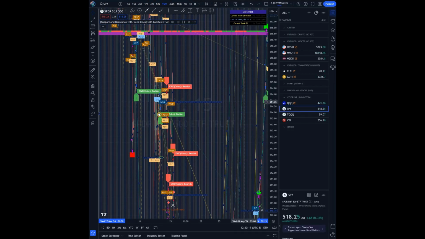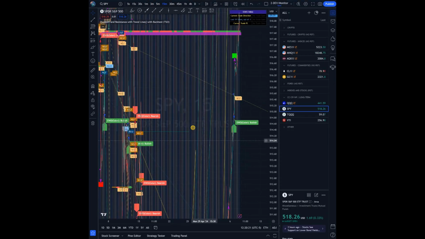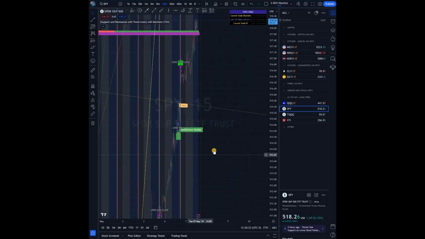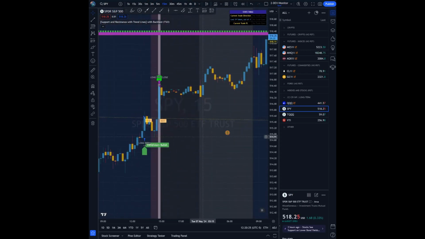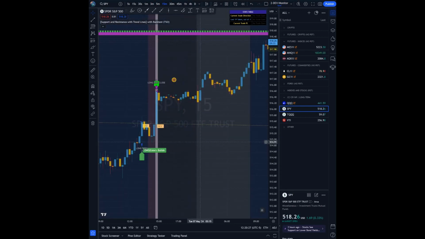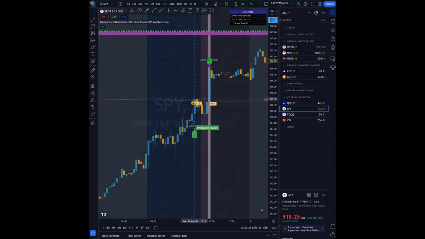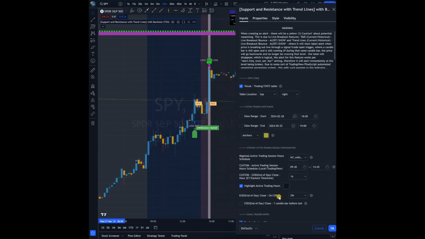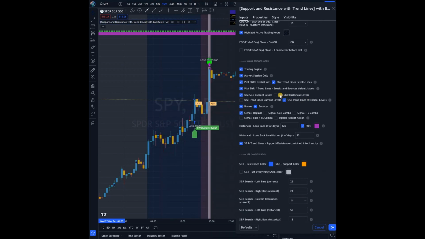Where does it come from? Oh wait, we just switched it off. Hold on. So yeah, now it opened a different one. Now it opened historical trend line breakout because it's still turned on. So if we switch this off, this trade will be gone. So you can see now it's gone. Let's turn those back on.